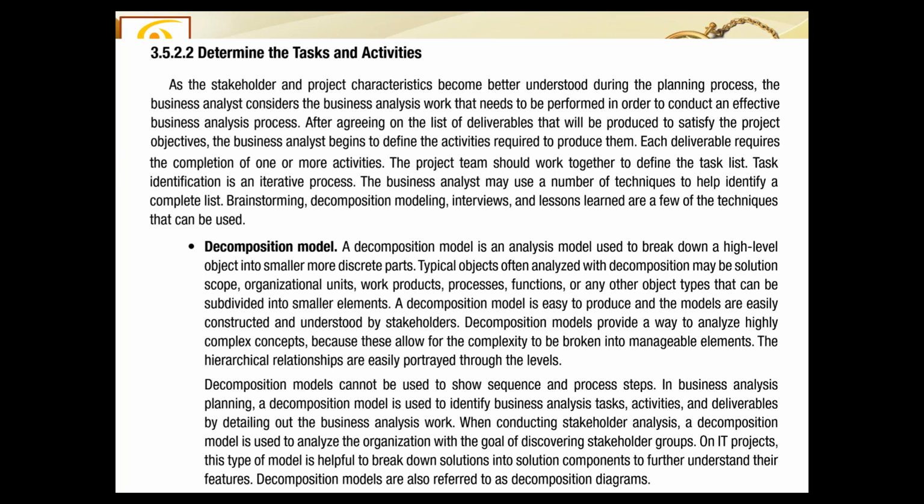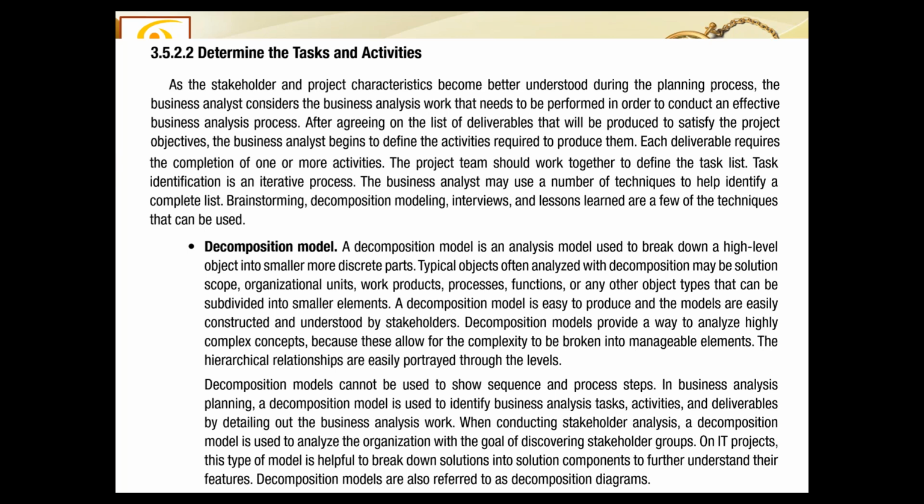The business analyst may use a number of techniques to help identify a complete list. He could brainstorm, he could do decomposition, interviews, lessons learned, or a few other techniques that can be used. And I hope you understand decomposition from project management. Decomposition is an analysis model used to break down a high-level object into smaller, more discrete parts.